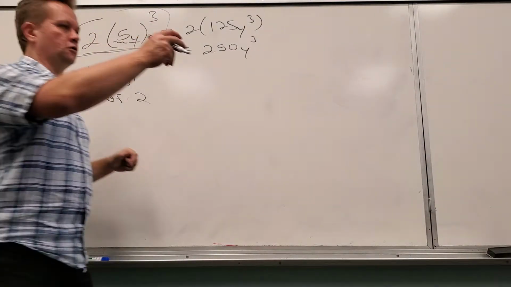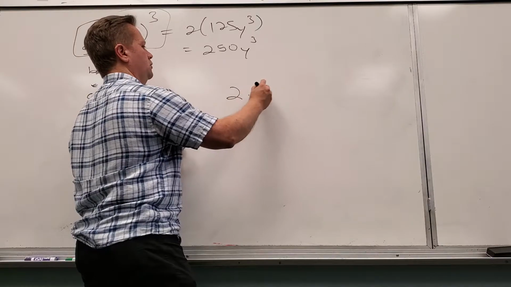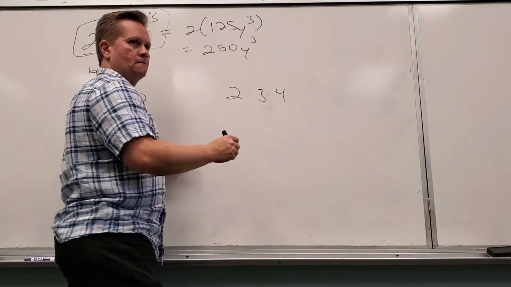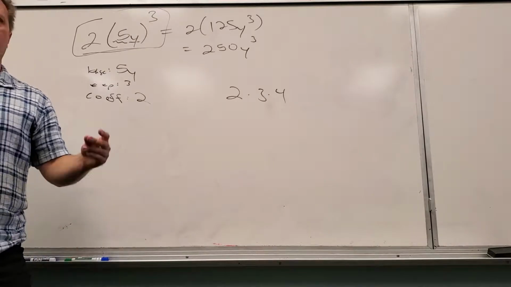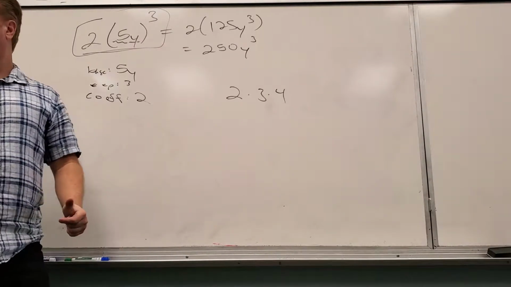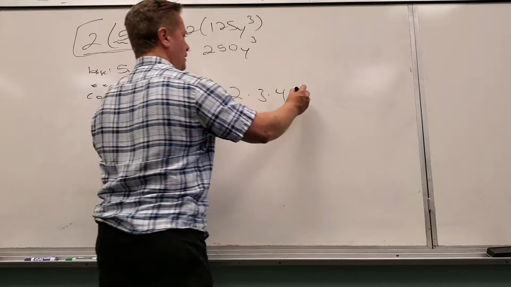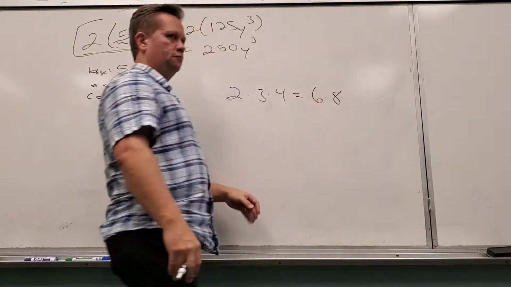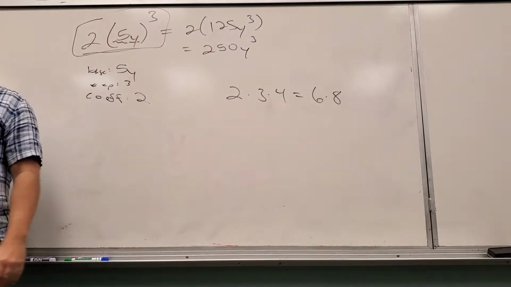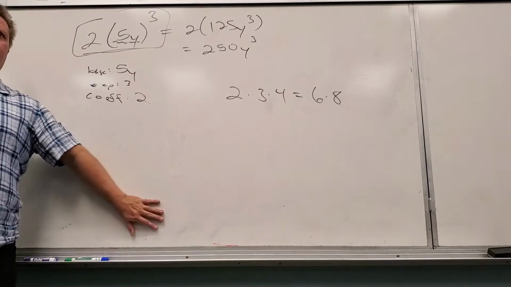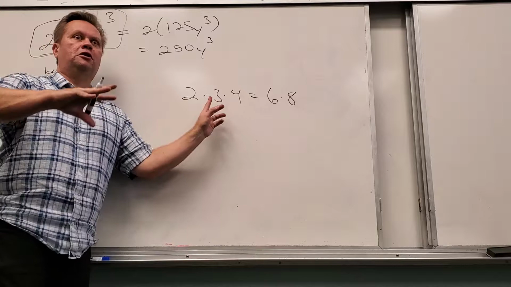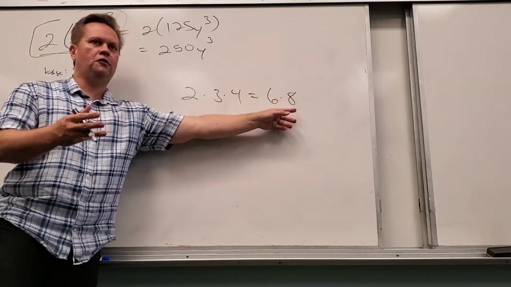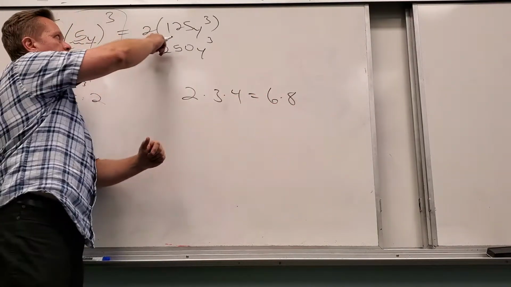Now coming back to Spencer's question, real quick. What is 2 times 3 times 4? How do you do that? But you can't do this. You guys with me? Is that equal to 6 times 8? No. That's silly. Because you can't double the 3. Where's the other doubling coming from for the 4? There's only 1 2.